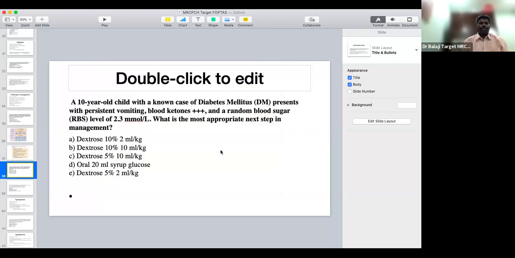Okay, so now we move on to another point. A 10-year-old child with a known case of diabetes mellitus presents with persistent vomiting, blood ketones are positive, random blood sugar is 2.3 millimoles per liter. What is the most appropriate next step in the management? Child, known case of diabetes mellitus. This also they often keep asking you. So either diabetic ketoacidosis or this scenario. So what are you going to do, doctor? Let's check.